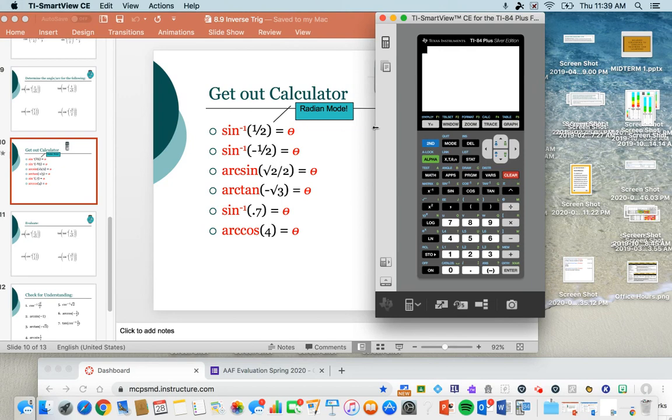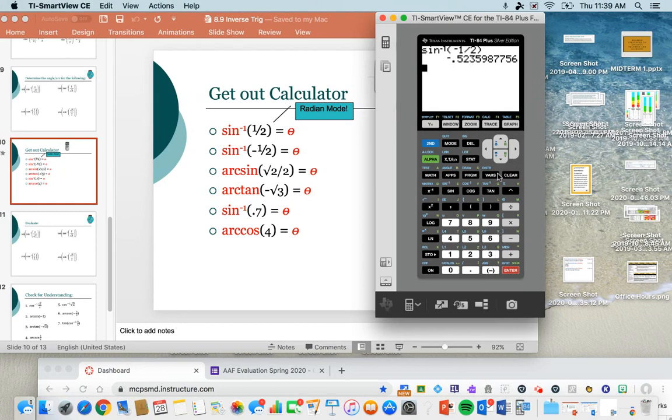What about sine inverse of negative 1/2? That's going to be defined in quadrant 4. So second sine of negative 1/2. Whoa. It's got to give me a negative angle, right? Oh my God. That's negative pi over 6.